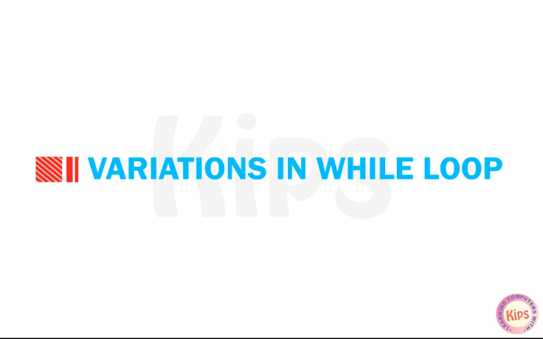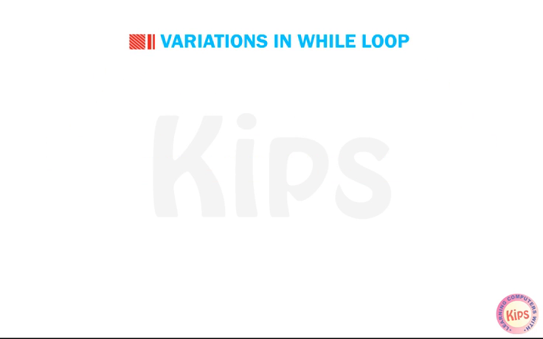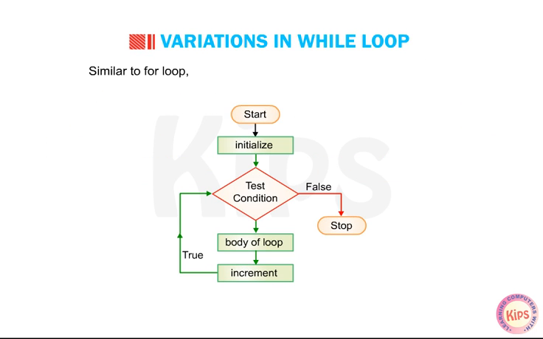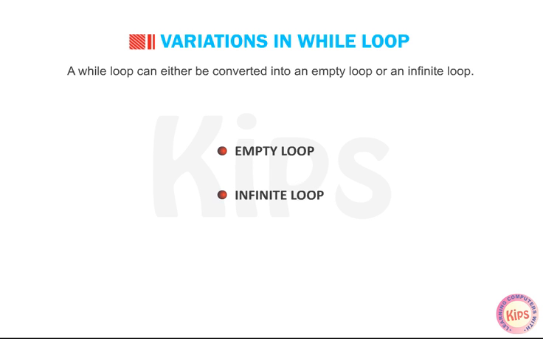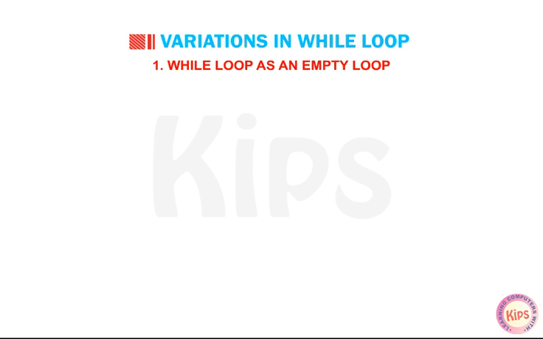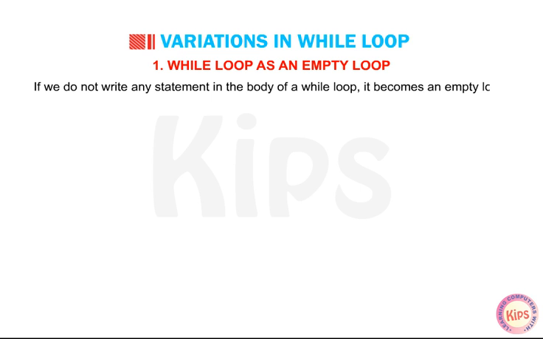Okay, students, let me tell you about variations in while loop. Similar to for loop, the while loop can also have several variations. A while loop can either be converted into an empty loop or an infinite loop. Number 1: while loop as an empty loop. If we do not write any statement in the body of a while loop, it becomes an empty loop. Such a loop can also be used for time delay.